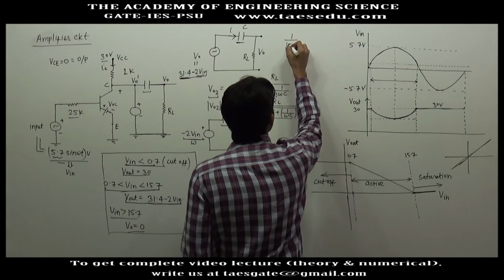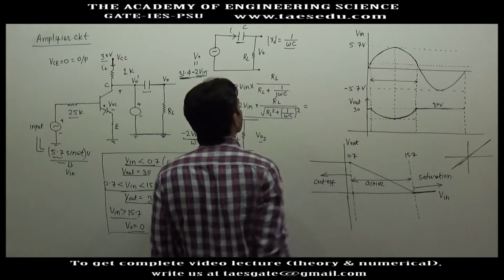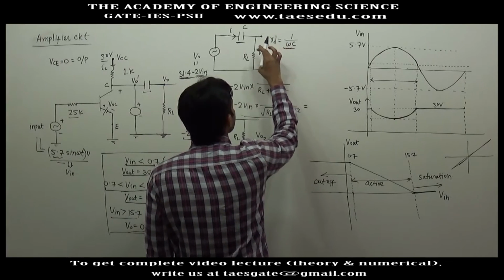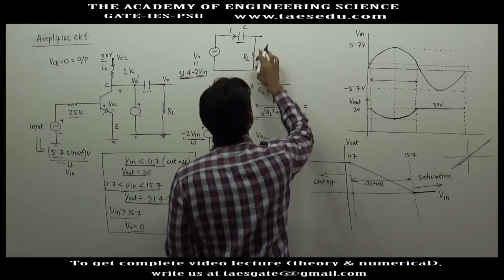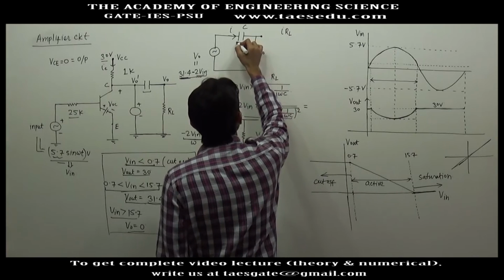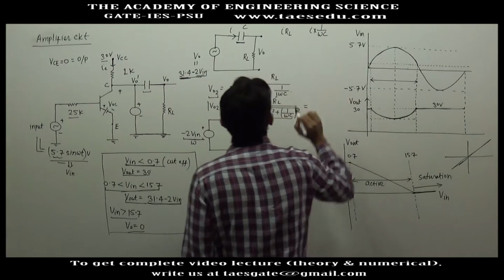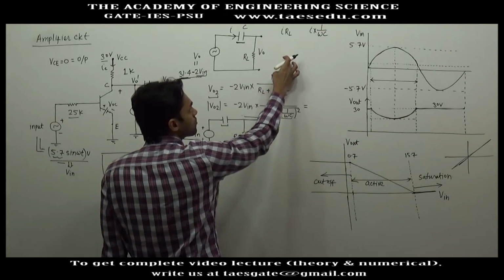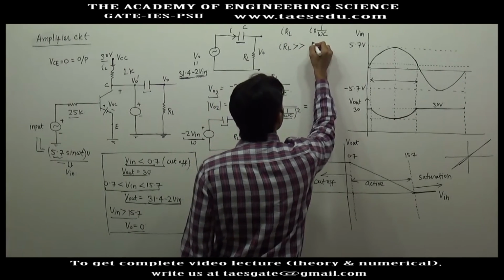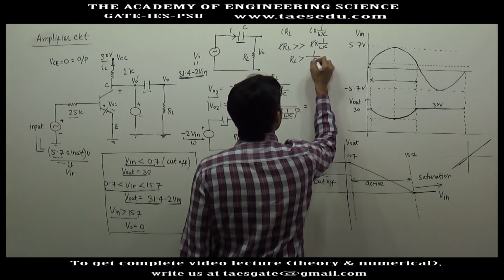And what is the impedance of the capacitor? The impedance or reactance offered by the capacitor is 1 by omega C. So if 1 by omega C is less, the magnitude of voltage drop across RL will be I into RL, and the magnitude of voltage drop across the capacitor will be I into 1 by omega C. And if you want most of the voltage to drop across RL, I into RL must be much greater than I into 1 by omega C, or RL must be greater than 1 by omega C.